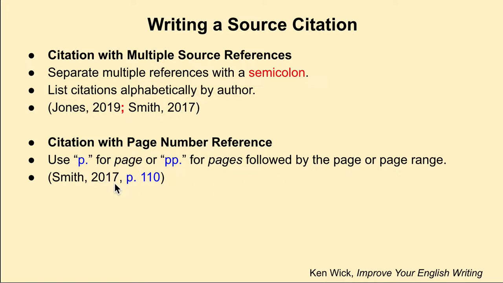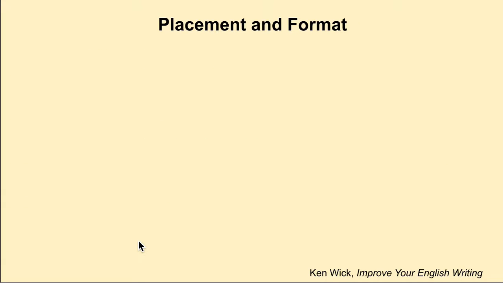Smith, 2017, P 110. That means it's the Smith work he published in 2017, and you'd find the source information on page 110. Another example is Smith, 2012, PP 110 to 112. Since this is a page number range, you would use PP.